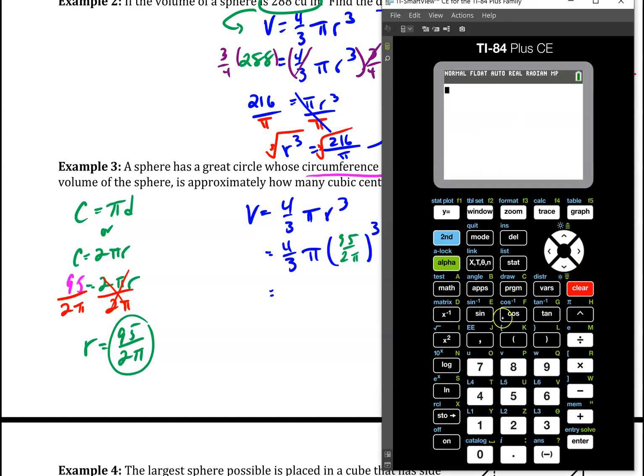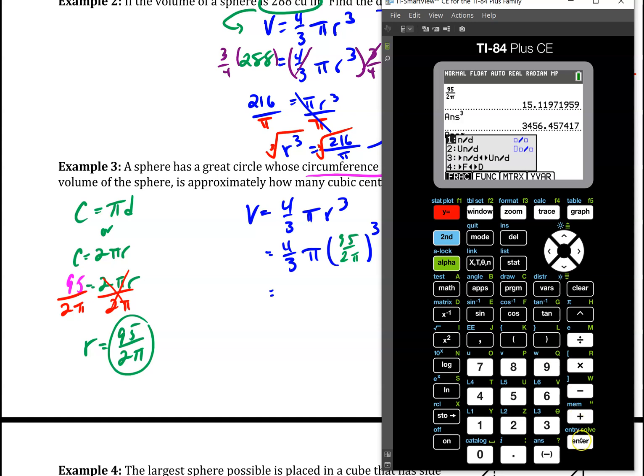This time I'll do it with the fraction bar, just to show you how it works. So we're going to take the fraction bar method. We have 95 over 2 pi, right? That answer, we're going to cube that. Take that whole thing, raise it to the third power, and then we're going to multiply by 4/3.